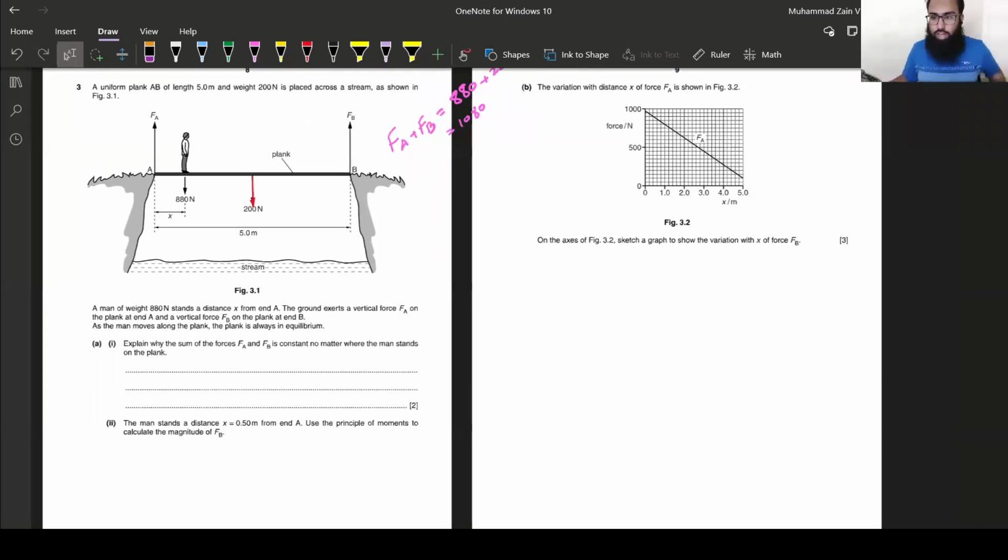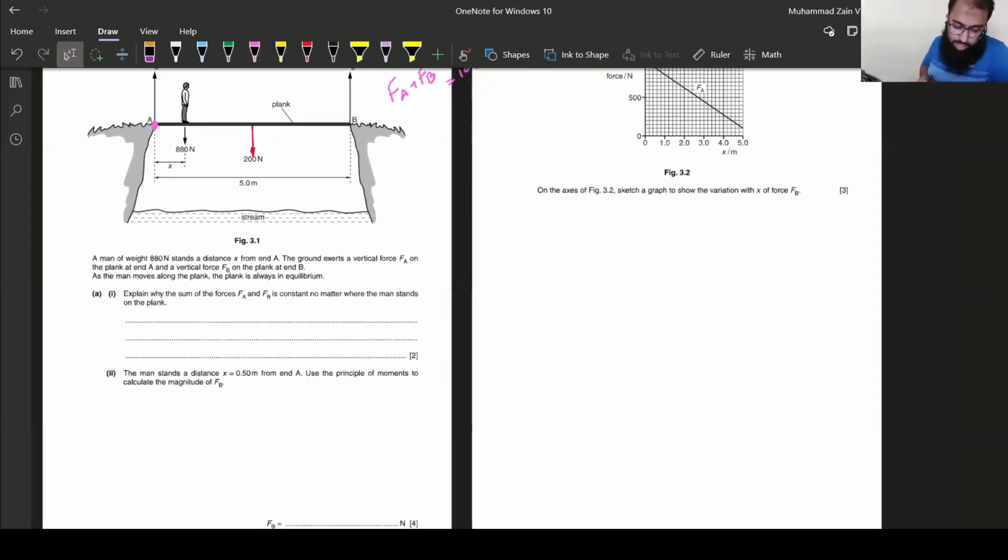So there are like two ways to do this. One is the lengthier way, one is the easier, shorter way. But assume a pivot for yourself. Since they're asking me just about FB, I take my pivot to be at point A, and consider FB to be a normal force.